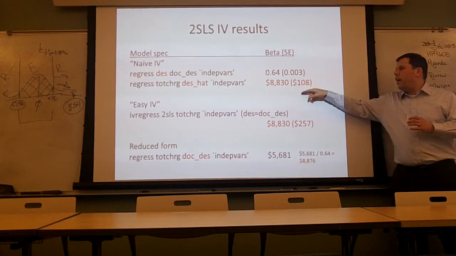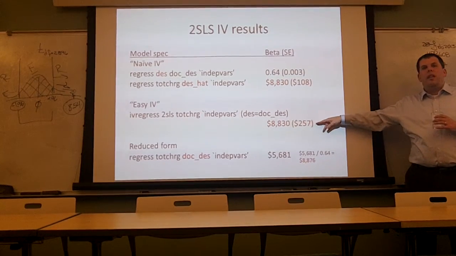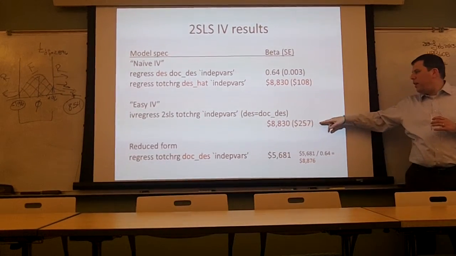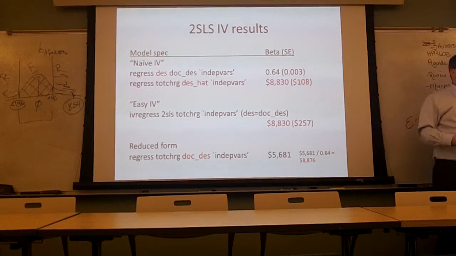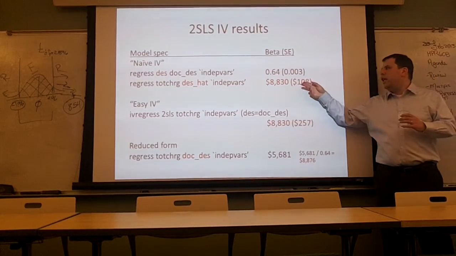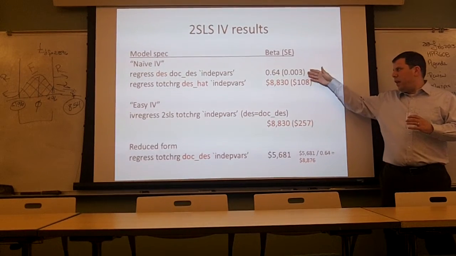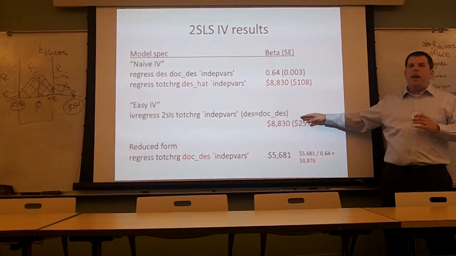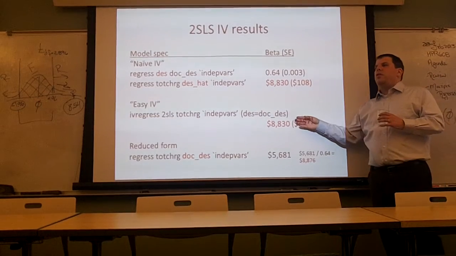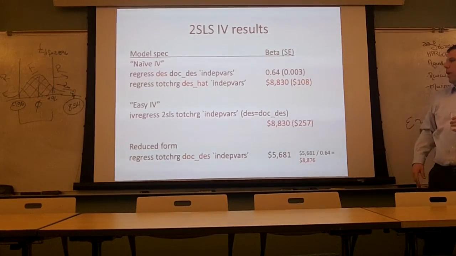What's different is the standard error is much larger. In the bottom one, the standard error is $257. Up here, it's only $108 because we didn't do the correction here. We did it manually. There is a correction. I don't know exactly how to do it off the top of my head, and I wouldn't bother learning how to do it. I would just use two-stage least squares, and it does it for me.